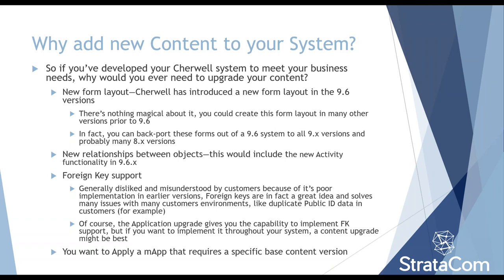You want to apply a map that requires a specific base content version. This is pretty popular. We hear this a lot with people wanting to apply a Red map for requirement enhancement and defect tracking, and it requires base content. I don't know the version, I think it's 7, whatever that means, but you have to have service catalog templates and something else in order to do it. So we do rely on some underlying base objects being in there in order to apply the Red map. And that's pretty common with all these maps. They assume a base content version, whatever they're developed on, and if that content version is not there, you'll have difficulty applying that map to your system.